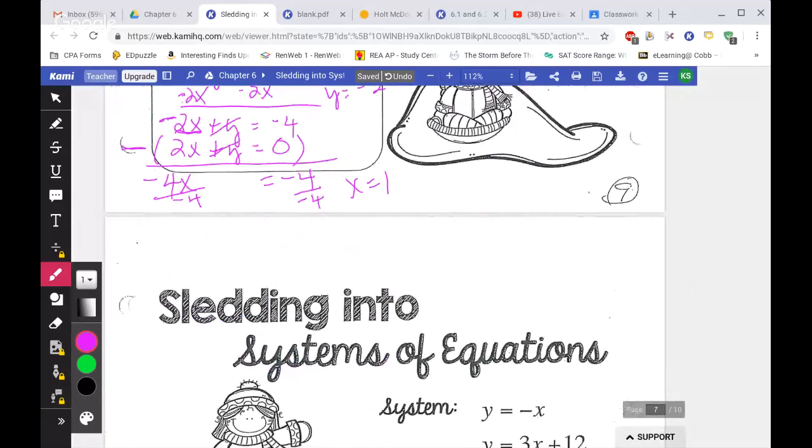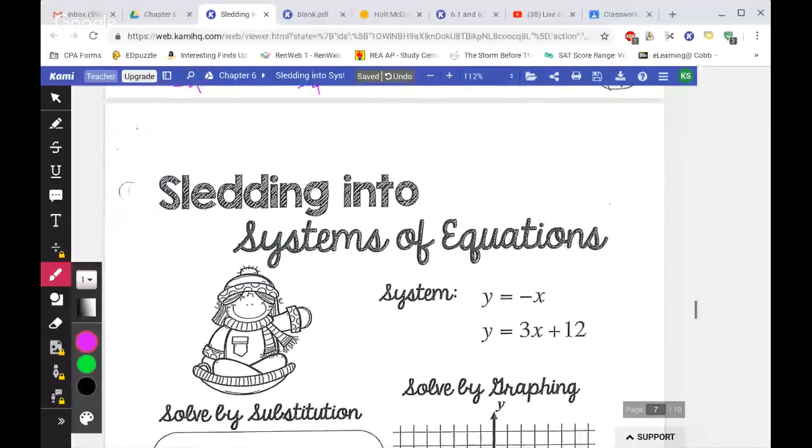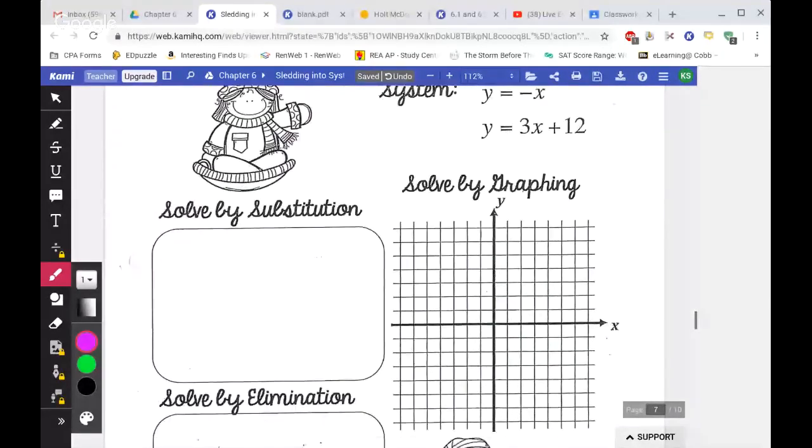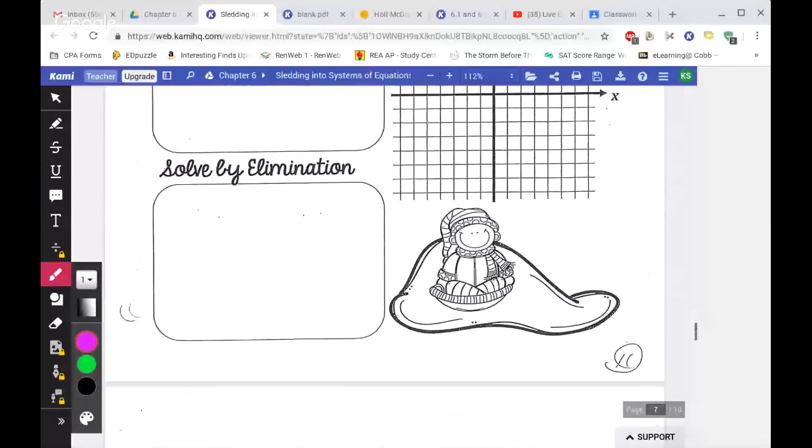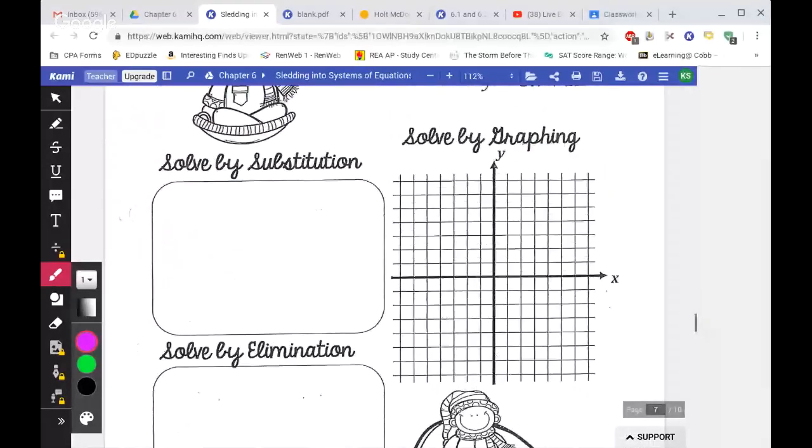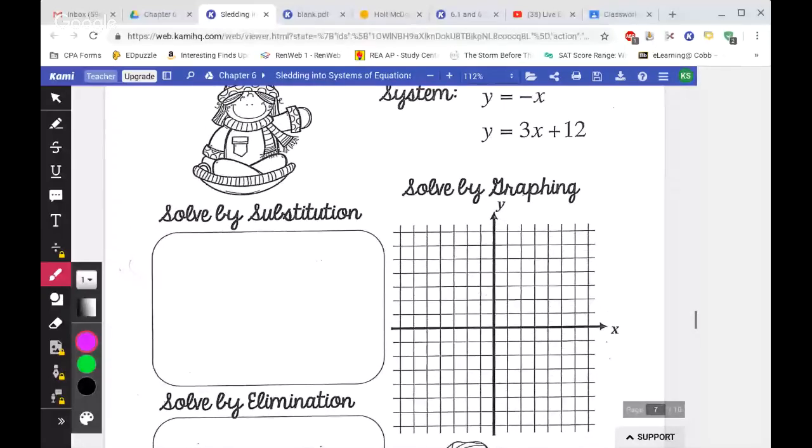Everybody get that? I'm going to move on to the next page, which is page 7 in the packet, but labeled number 11. Labeled page number 11, but it's actually the 7th page in the packet.